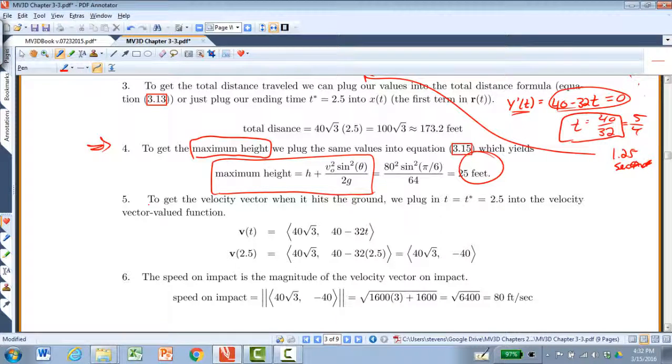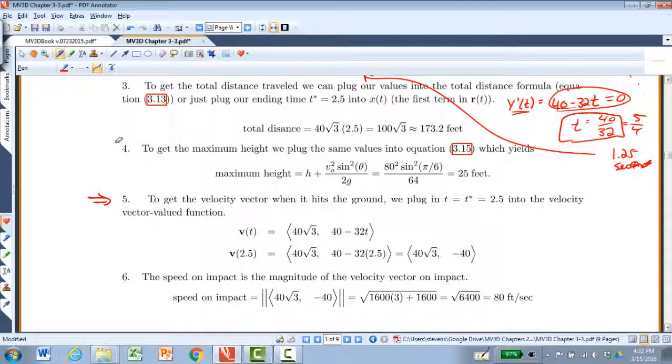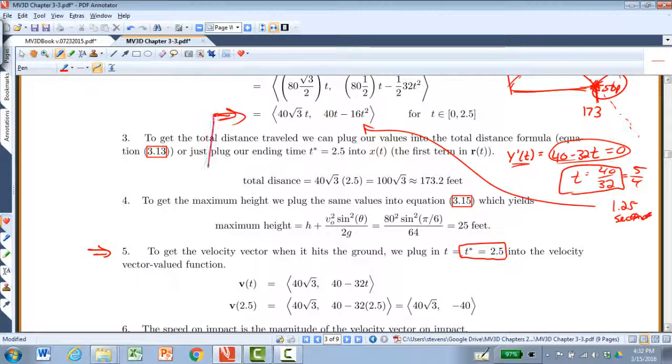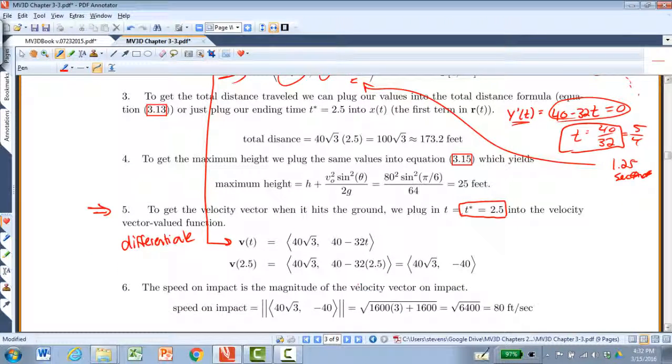Now to get the velocity vector, let's move on to the next question. What's the velocity vector when it hits the ground? Well, I have to figure out when it hits the ground, but I've already done that. That was T star. And I have to get my velocity function, right? So I'll go to my position function and differentiate that position function. So I get 40 root 3, 40 minus 32t. So that's the velocity vector valued function.